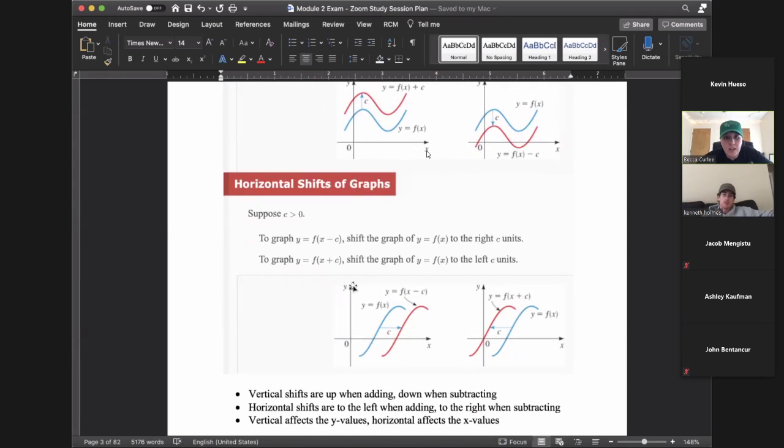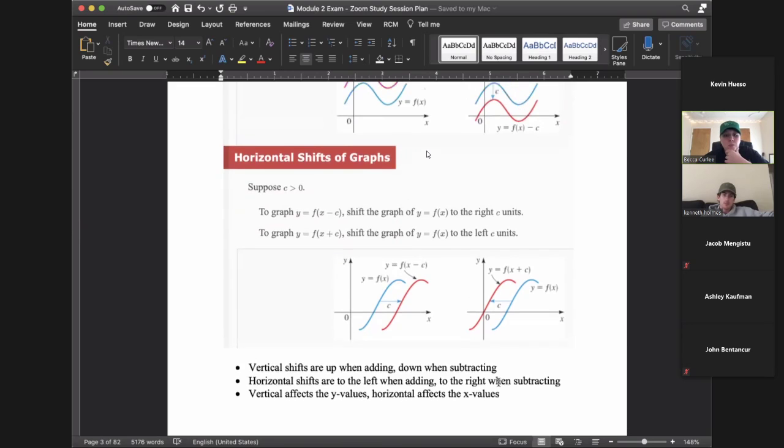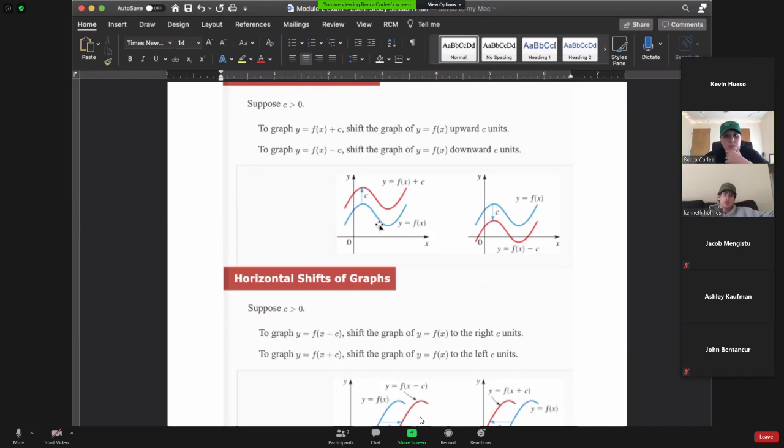Horizontal shifts affect the x values. If inside of the f of x you have x minus c, then you're shifting to the right. Remember, it's opposite. So if it's a negative sign, you're shifting to the right, and if it's a positive sign, then you're shifting to the left. So vertical shifts are up when adding, down when subtracting. Horizontal shifts are to the left when adding and to the right when subtracting. Vertical affects the y values and horizontal affects the x values. What I mean by that is, if you have a vertical shift and say it's +1, it's going to affect all your y values.